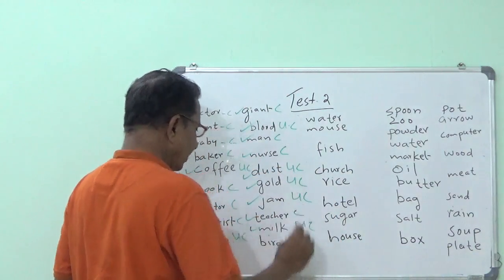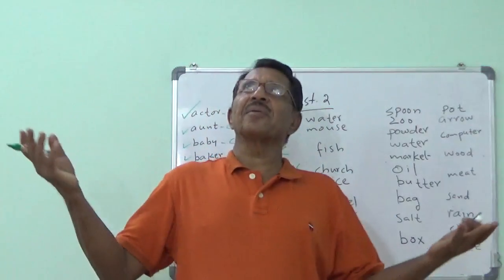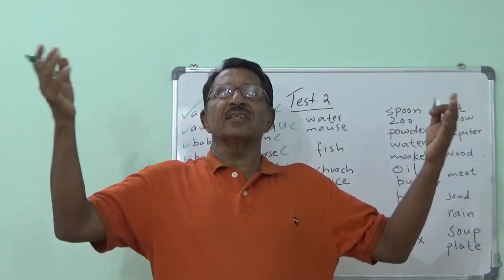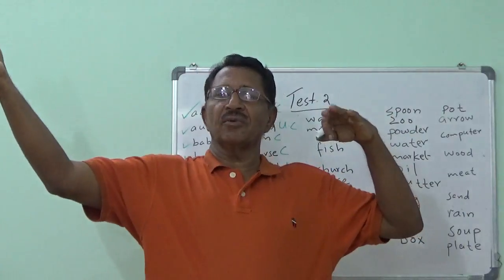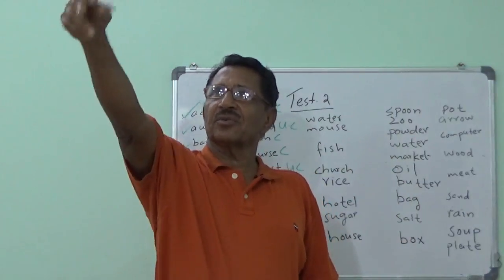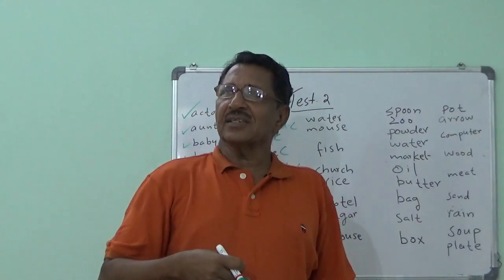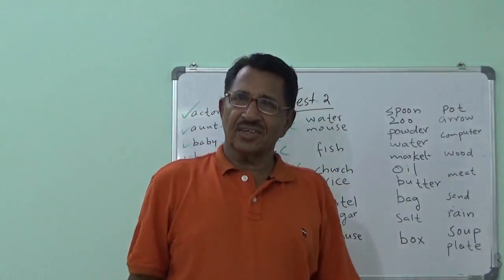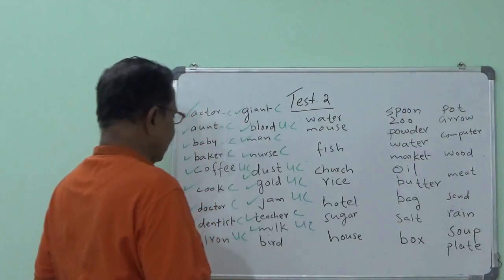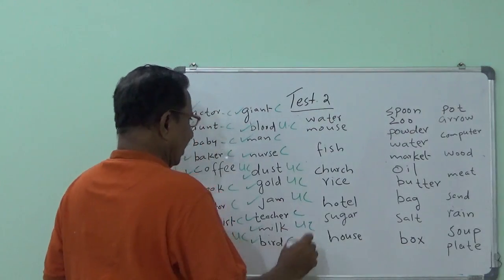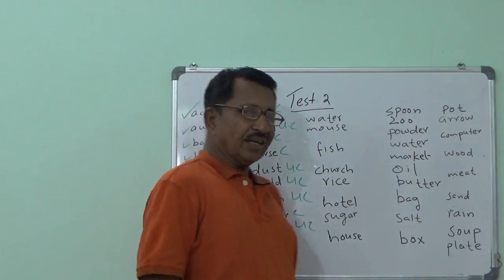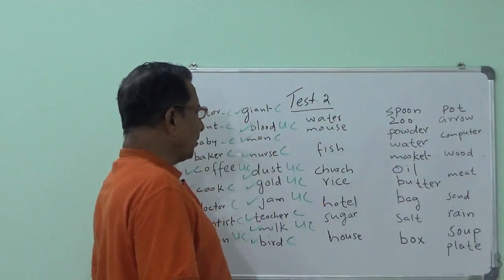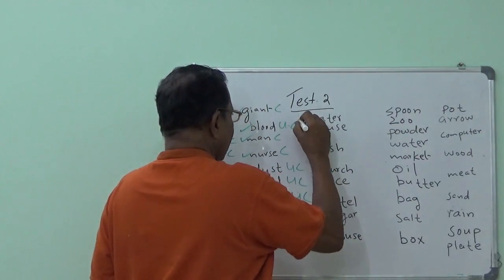Bird, you can count any number of birds. When you look up in the tree, you will find birds. Sometimes some birds come through that window inside the classroom, and you will say shh, like that. So you can count, no problem. So that is countable. So you are almost reaching 100 out of 100. Now get ready. Water, can you count?